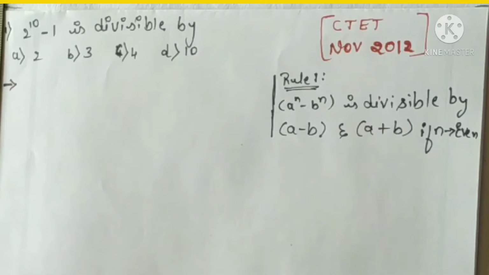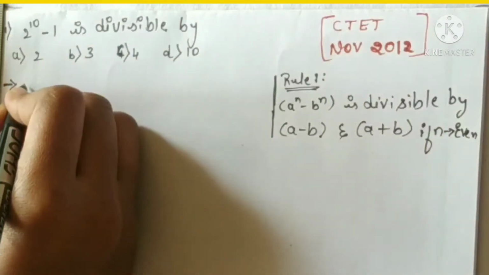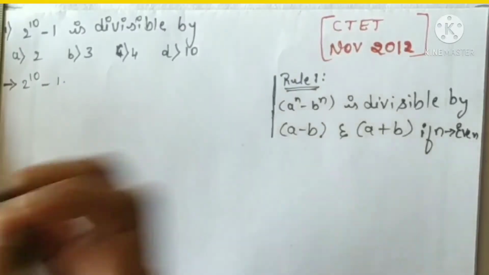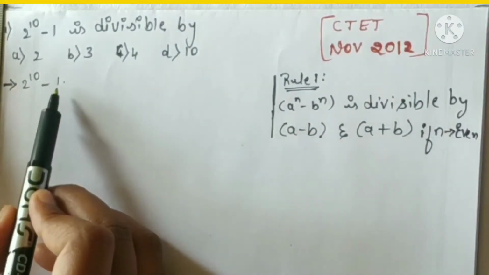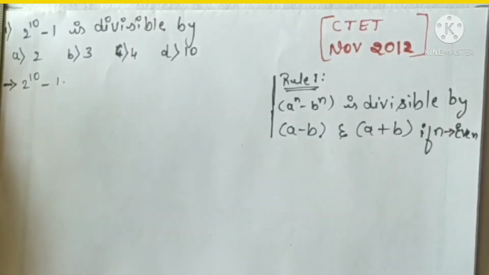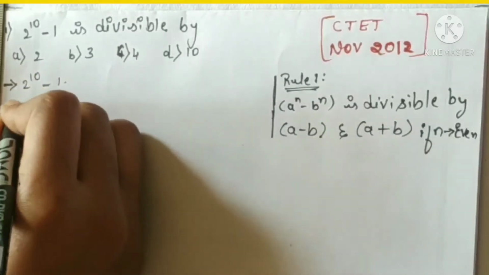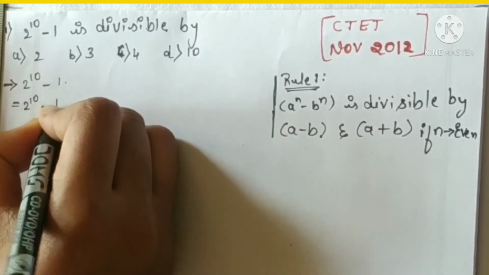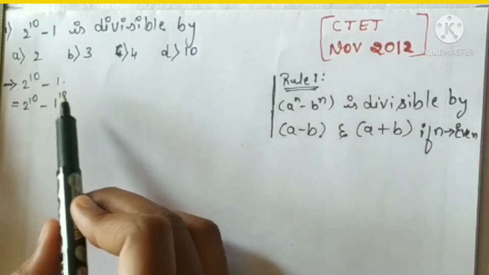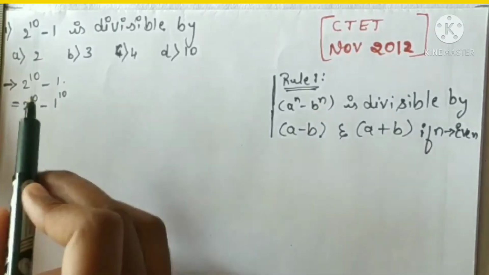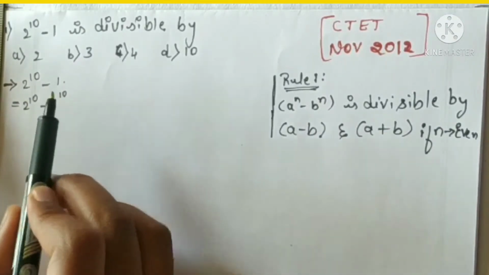Here the given data is 2 to the power of 10 minus 1. If I raise 1 to any power, it becomes 1 itself. So for my convenience, I write 2 to the power of 10 minus 1 to the power of 10. If I raise 1 to the power of 10, it becomes 1 only. So I raise 1 to the power of 10 for my convenience.